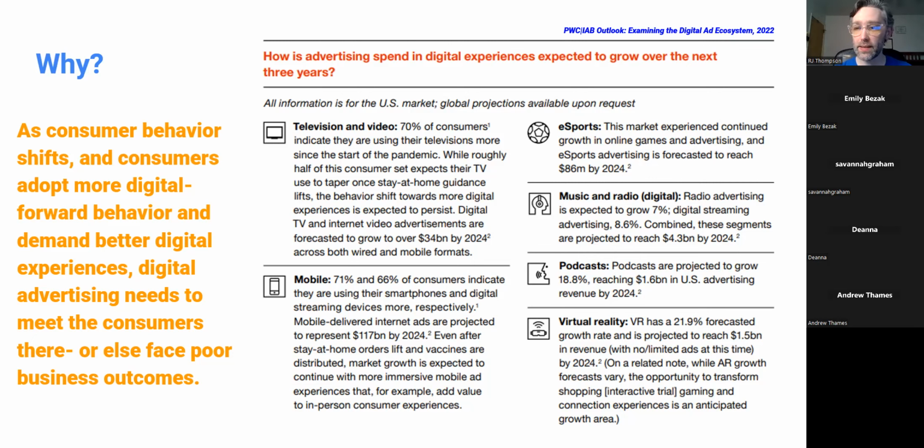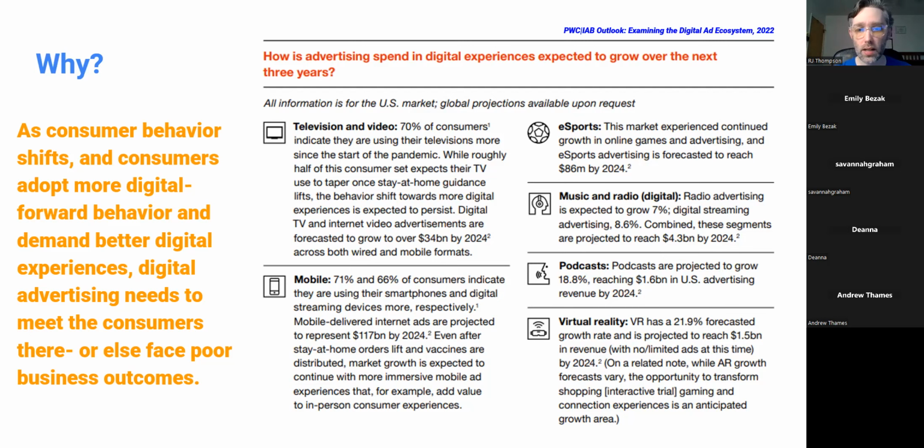Nevertheless, money will continue to be spent in these areas, and it will be spent by billions of dollars year over year. It's forecasted that on digital TV, internet video, over $34 billion will be spent by 2024. $34 billion. Where are you in that $34 billion? Are you a producer? Are you a consumer? Are you both? That's an incredible statistic. Mobile advertising, 71 and 66% of consumers indicate that they are using smartphones and digital streaming services. Ads projected to be spending over $117 billion by 2024. Absolutely insane, the money that is being rolled into advertising.